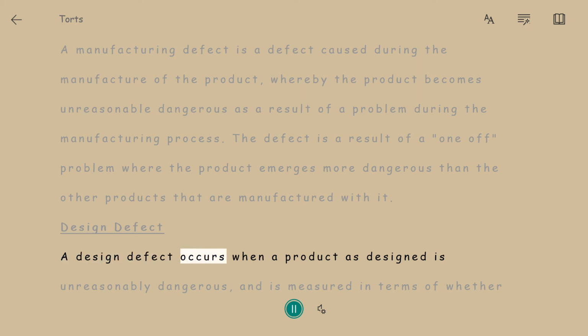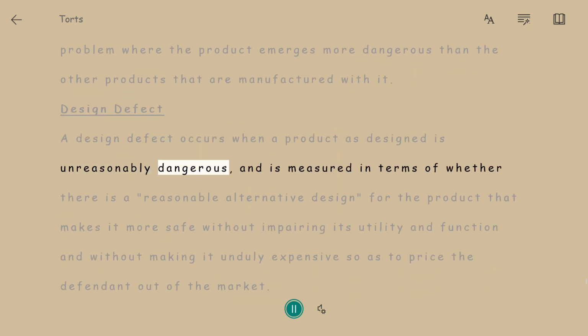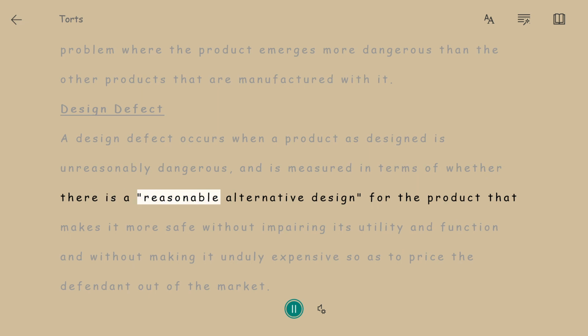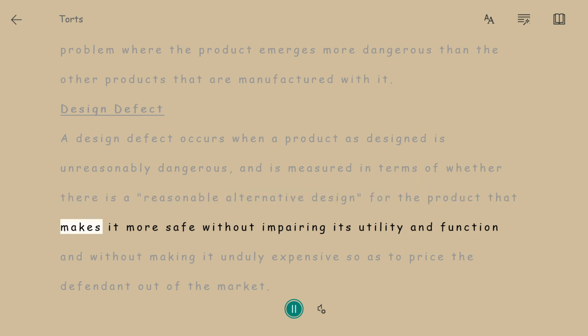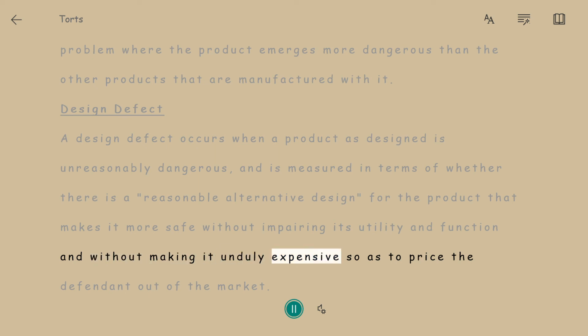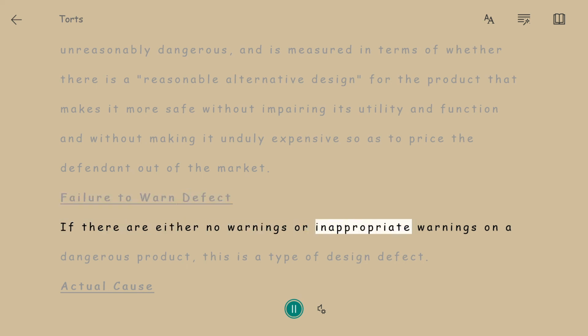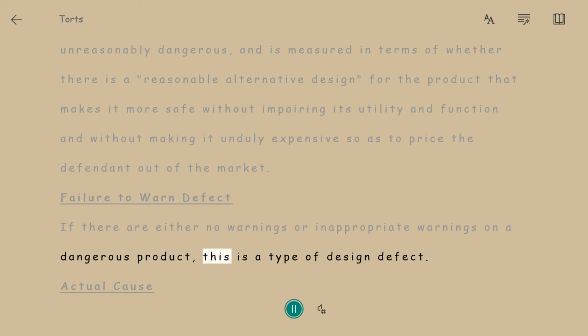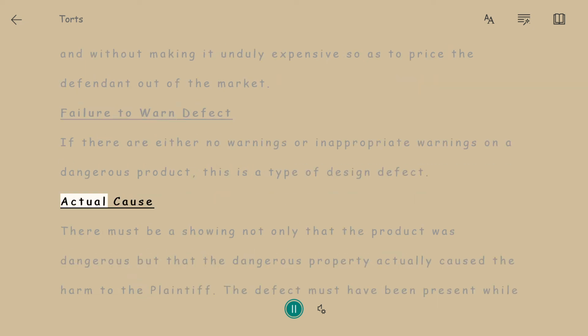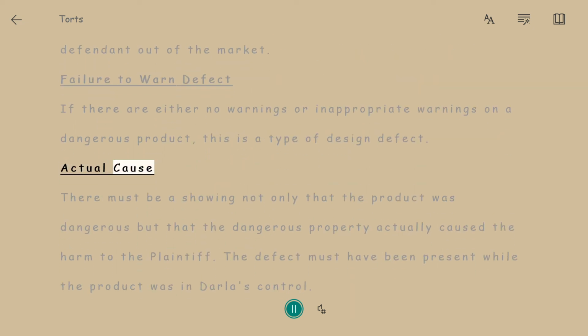Design defect. A design defect occurs when a product as designed is unreasonably dangerous, and is measured in terms of whether there is a reasonable alternative design for the product that makes it more safe without impairing its utility and function, and without making it unduly expensive so as to price the defendant out of the market. Failure to warn defect. If there are either no warnings or inappropriate warnings on a dangerous product, this is a type of design defect.